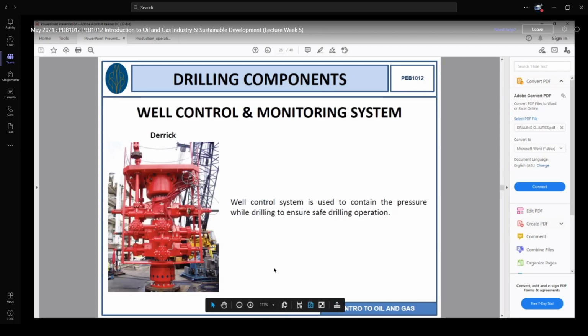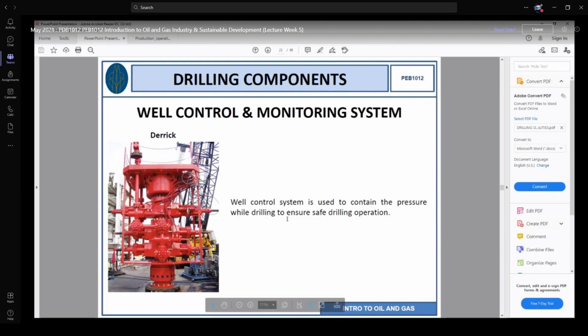The last but not least is the well control and monitoring system. Well control, you can see it's a big tree, right? Which is going to control the formation pressure. If any unexpected formation pressure is coming from the bottom, from the formation to the surface, we have to control it, right? If we cannot control it, there would be a blowout. If there is a blowout, everything is gone. The rig is gone. The personnel who are working on the rig site are gone. Nobody would be safe, and nothing would be safe at that point.